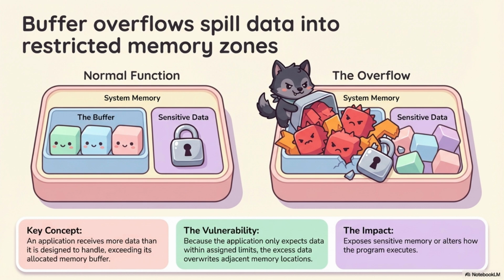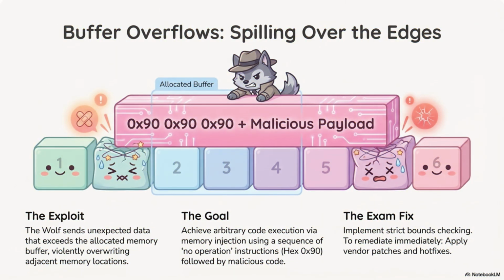Now we turn to buffer overflows, a favorite trick in the wolf's dusty playbook. A buffer overflow occurs when an application receives more data than it is designed to handle, or receives unexpected data that exceeds the allocated memory buffer. A buffer is a defined area of memory set aside to store data temporarily, and applications are only supposed to access their assigned buffers. When too much data is written into the buffer, it can overwrite adjacent memory locations, potentially exposing sensitive memory or altering program execution.